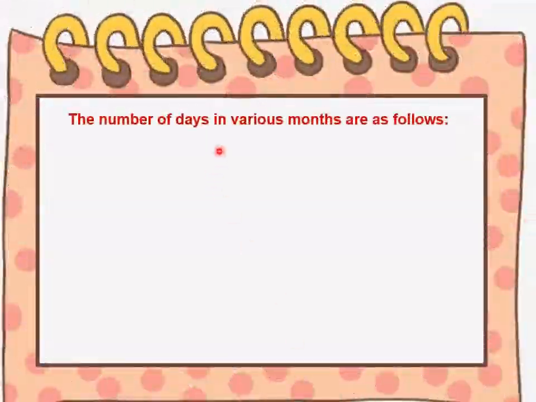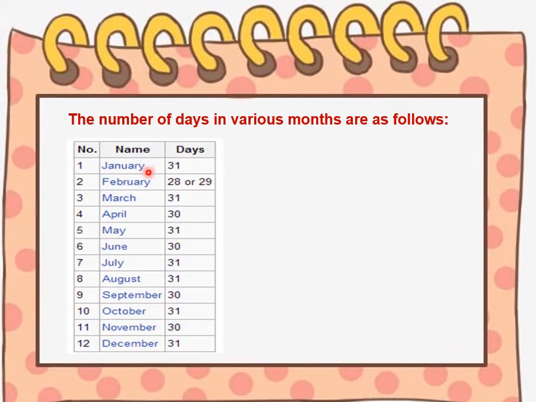The number of days in various months are as follows. In January there are 31 days. In February, 28 days or 29 days: if it is a leap year, then 29 days, otherwise in an ordinary year 28 days. Then March 31 days, April 30 days, May 31 days, June 30 days, July 31 days, August 31 days, September 30 days, October 31 days, November 30 days, December 31 days.